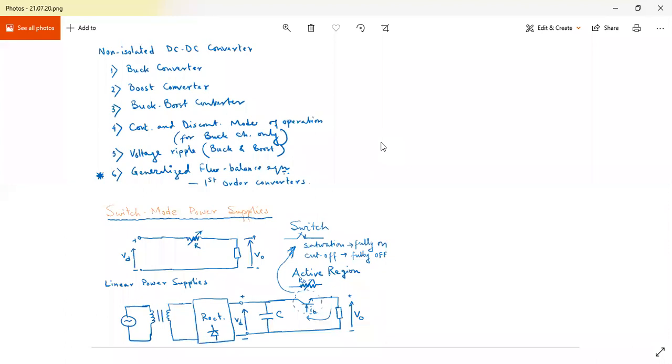So what do we need? We need an alternating voltage power supply. Then we have a transformer. Then we have the rectifier. From that, we'll take the DC. After that, we'll have the converter. So this as a whole is called a linear power supply, or sometimes it is called the switch mode power supply. So in switch mode power supplies, the converter which we use is called the isolated DC-DC converter.